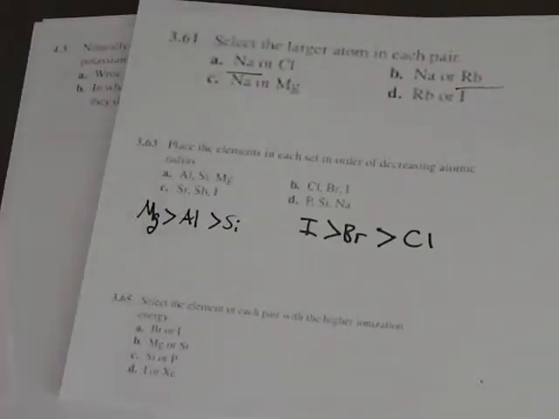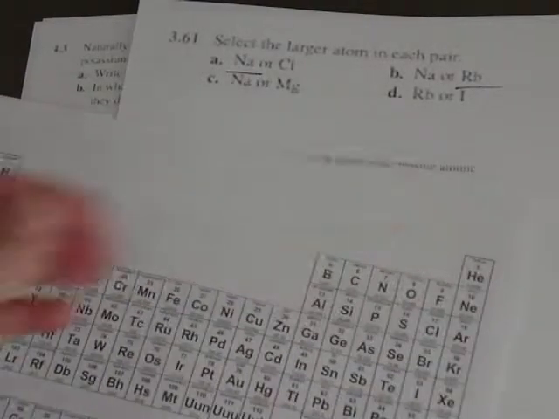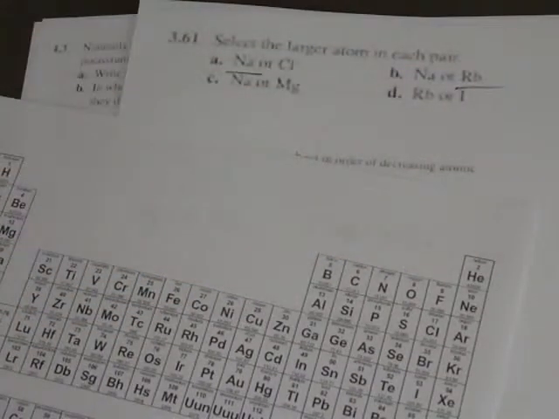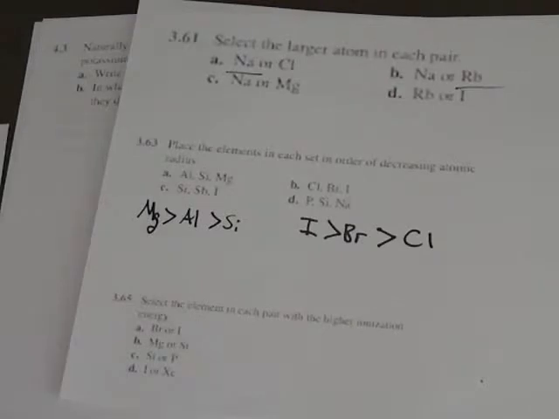So in 65, the ionization energy is going to be greater as you go up and to the right. The top right corner is going to be the highest ionization energy, and as you go to the bottom left, it's going to be the lowest ionization energy.